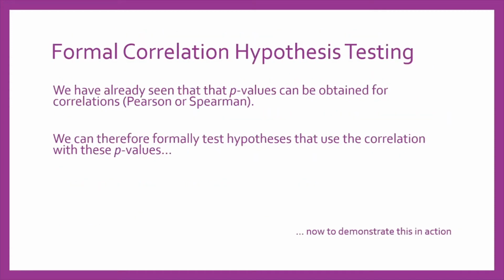This brings us on to something called the formal correlation hypothesis test. We've already seen that we can obtain p-values for our correlations, either using Pearson's or Spearman's rank. We can therefore formally test hypotheses that use correlation as their base by using these p-values. I'm now going to switch to Excel to carry on this example.